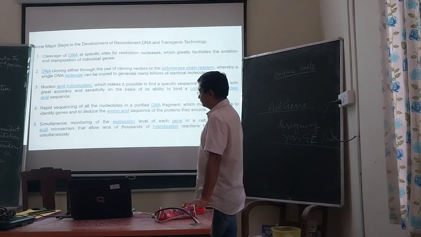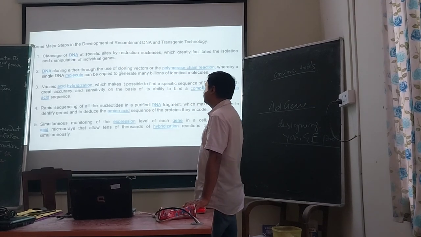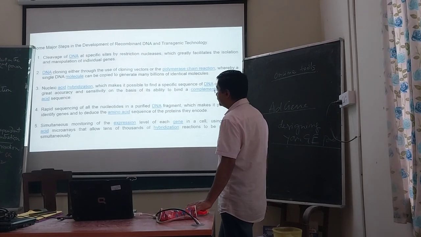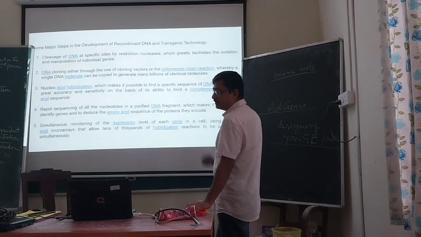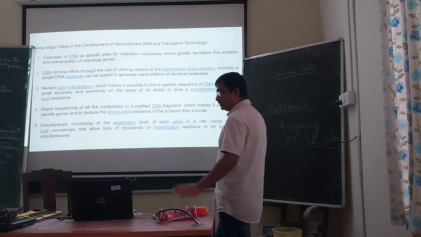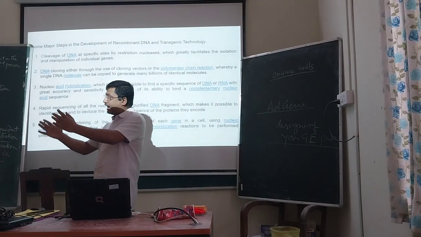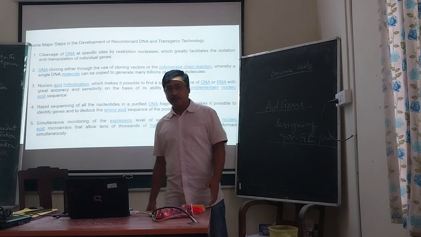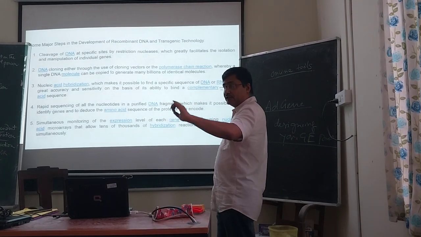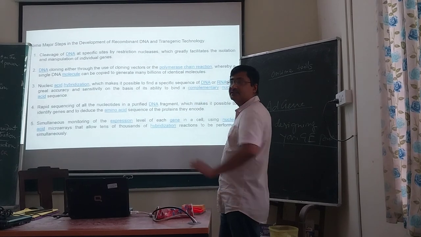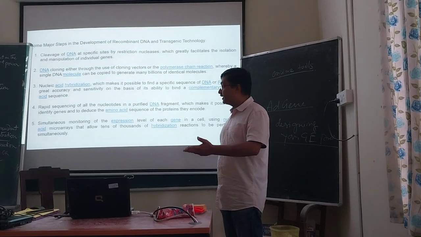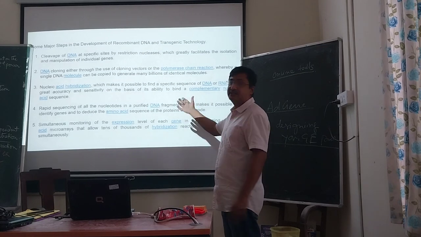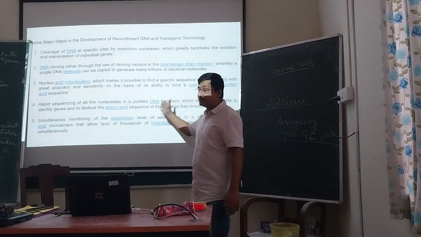The fourth most important development in genetic engineering is the rapid sequencing of nucleic acids, which makes it possible to identify genes and to deduce the amino acid sequence of a protein. From the DNA sequence, you can predict the protein sequence of a gene. And by doing so, if you modify the DNA sequence, the amino acid sequence can be modified, which is called protein engineering. You can design proteins on the basis of manipulating your gene sequence. That is made possible by genetic engineering techniques.